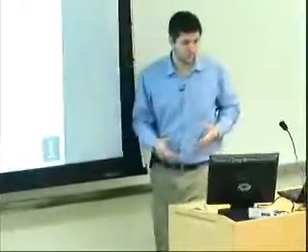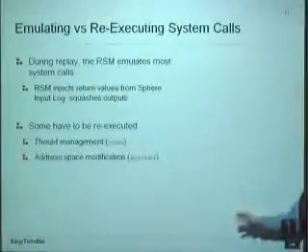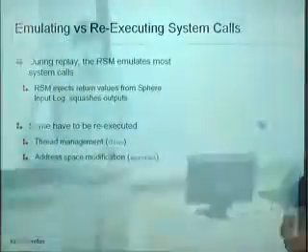The one class of functions that we re-execute are thread management functions. We want something that's going to integrate cleanly with the OS scheduler, and the best way to do that is to create a thread. So we re-execute thread management calls. Another example are address space modification calls. Certainly we could emulate loads and stores if we wanted to, or we could rely on the underlying hardware to do this for us. And in order to do that, we have to re-execute some of our address space modification calls.